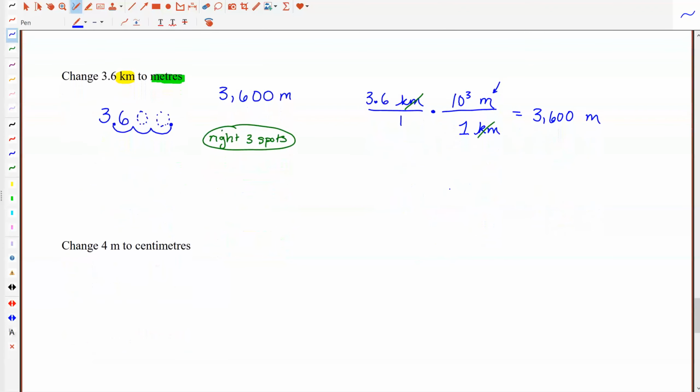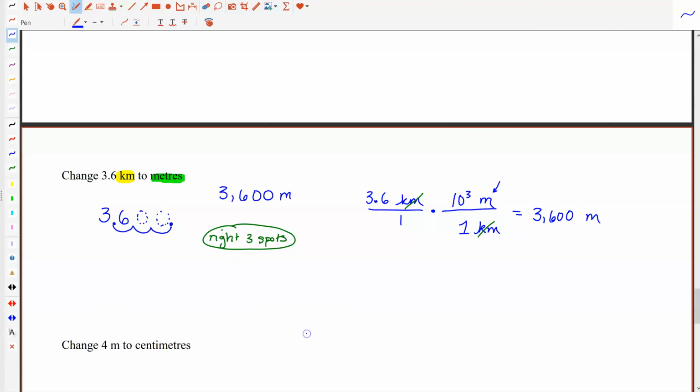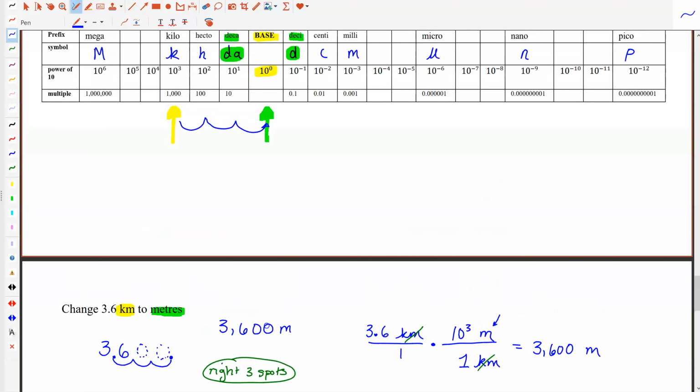Let's take a look at the next example. We're going to change 4 meters to centimeters. So again, using this table up here, I'm in meters and I want to go to centimeters. We are in our base unit of meters, and I want to go to centimeters. From my base to centimeters, I would be moving right 2 spots to get to the prefix I want to be in.